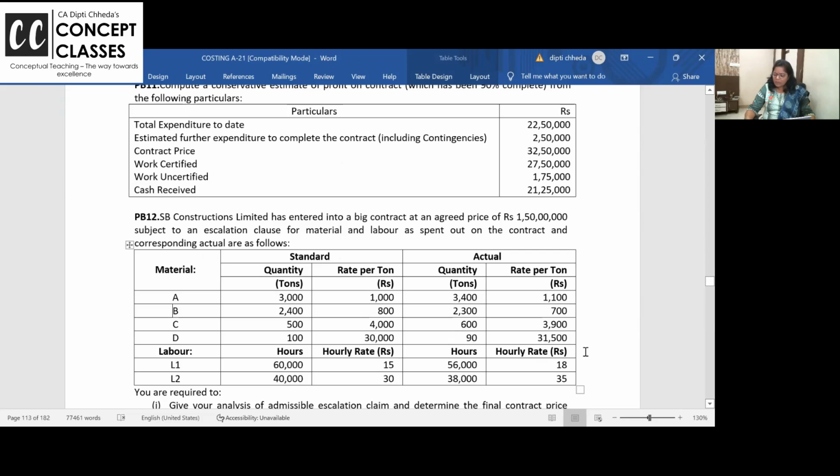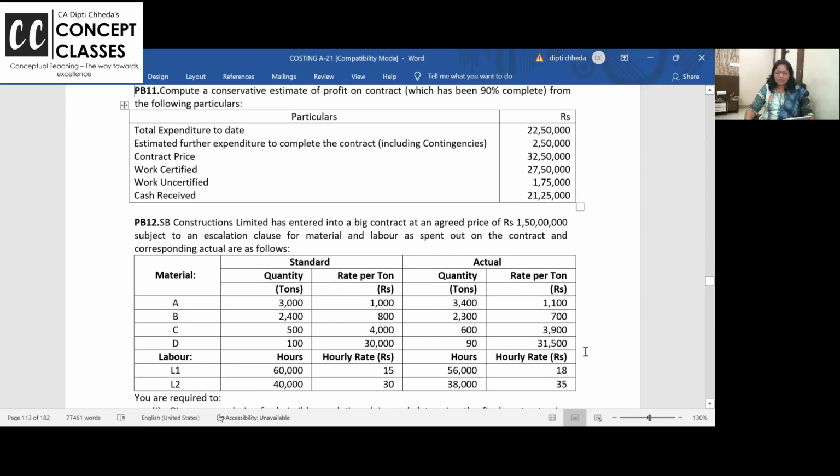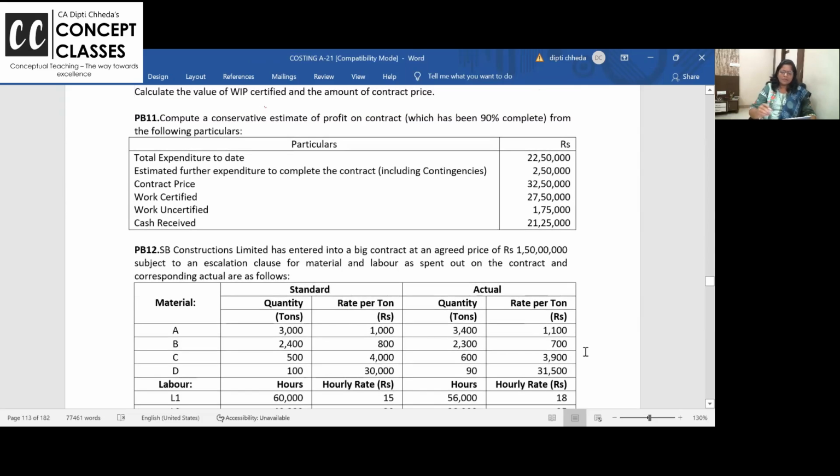Yeah, I was talking about a question like this. Now this is so simple. Look at this. Total expenditure till date, future cost. If you add, you will get total cost. And you have the 90% completed contract. So the work certified, the fourth one, is 27,50,000. Work certified is 90%. So how much will 100% be? That will be the contract price.